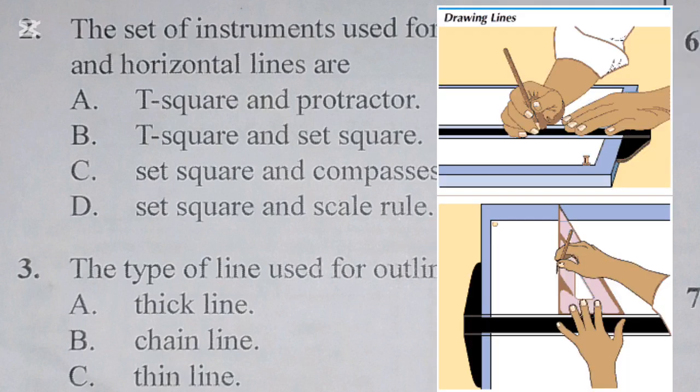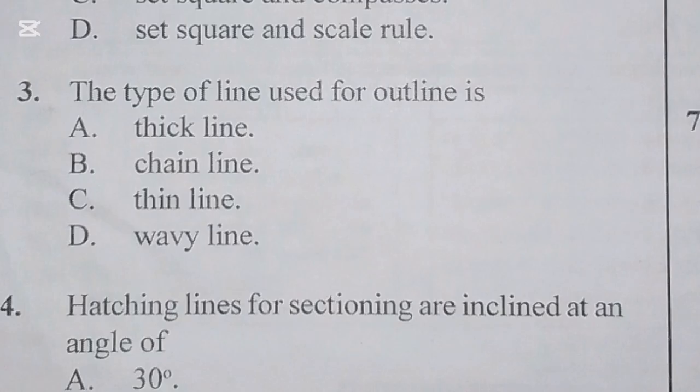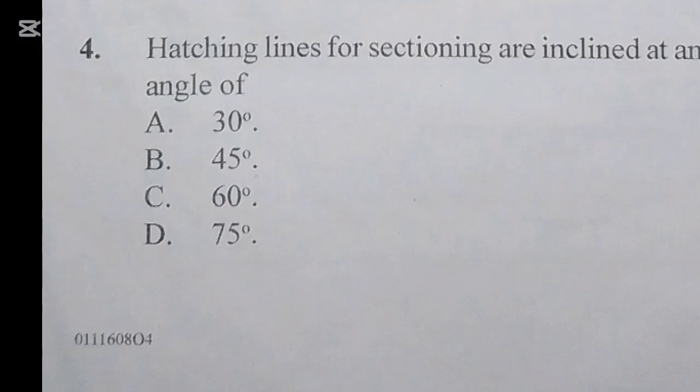Question 3 quickly. The type of line used for outline is when you want to thicken out your drawing. So we use thick line for that. A is the answer. Then question 4. Hatching lines for sectioning are inclined at an angle of 45 degrees. B is the answer to question number 4.